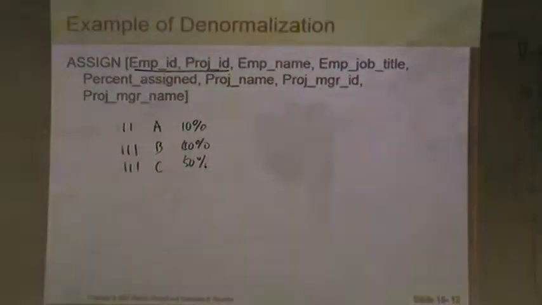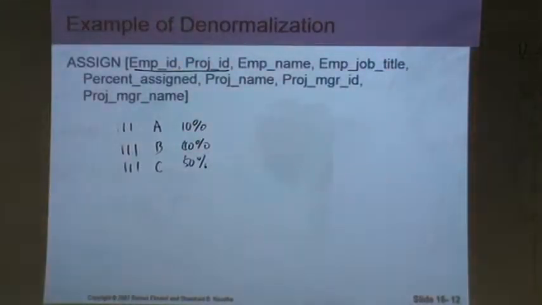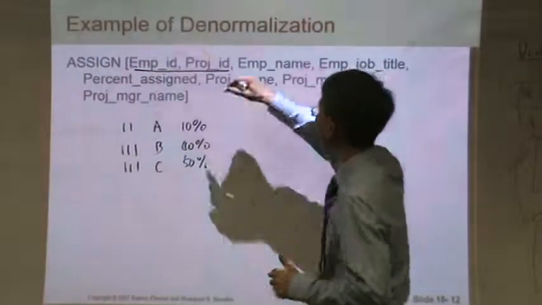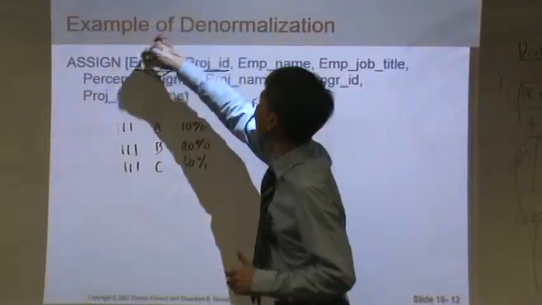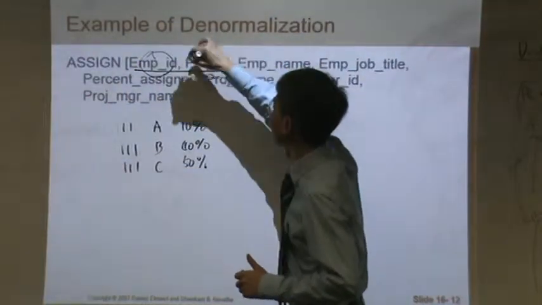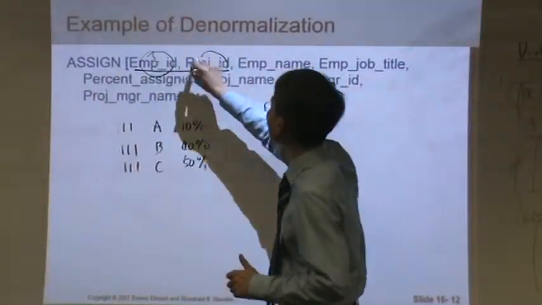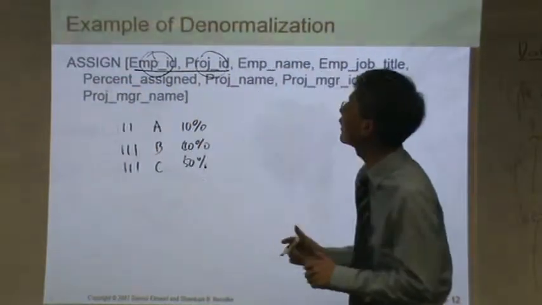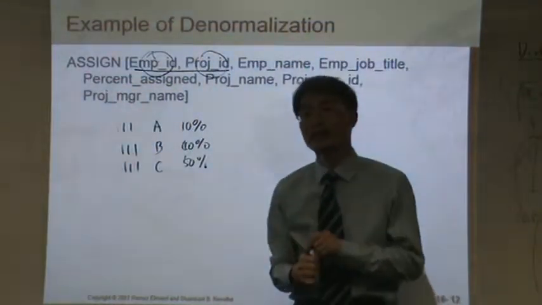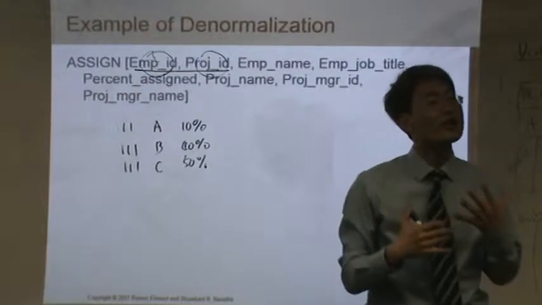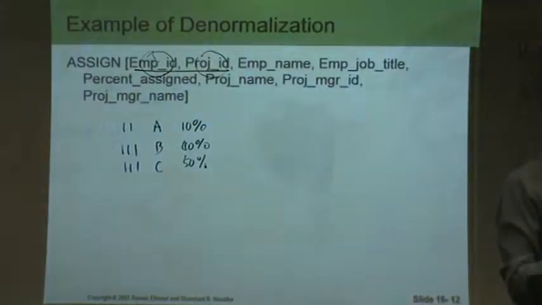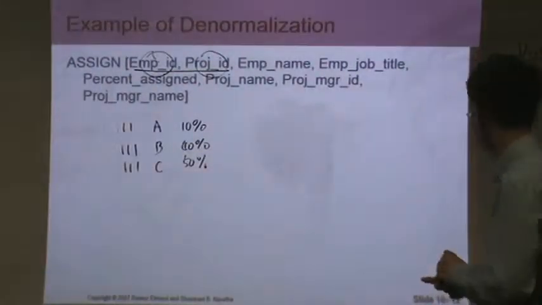How can we make the second normal form? We can take out the employee ID. We can take out the project ID. Then we can have the employee ID, project ID plus percent time, percent_assigned. Then we can make the second normal form. That is the full dependency.